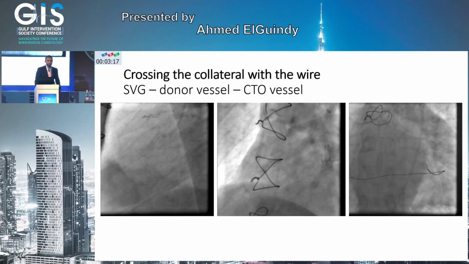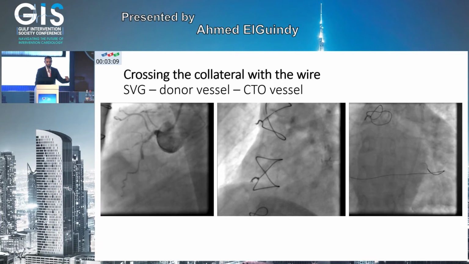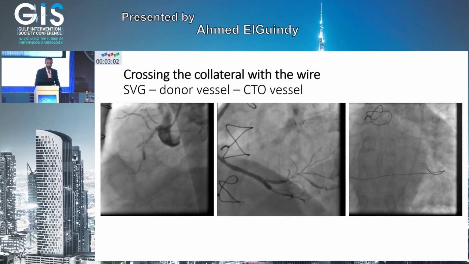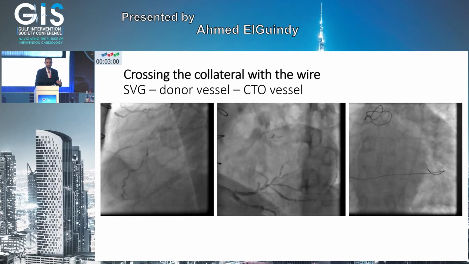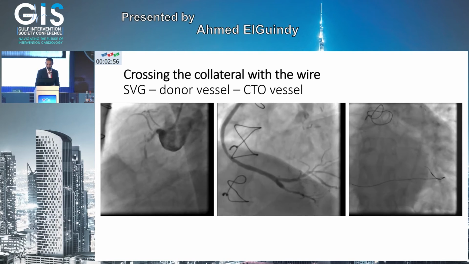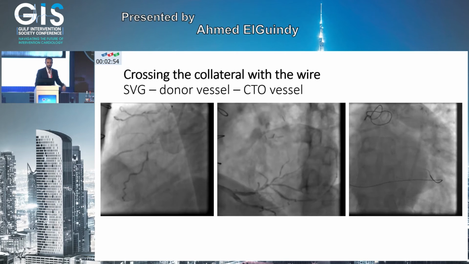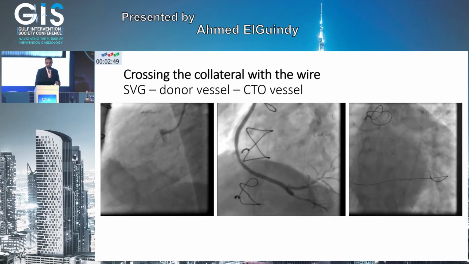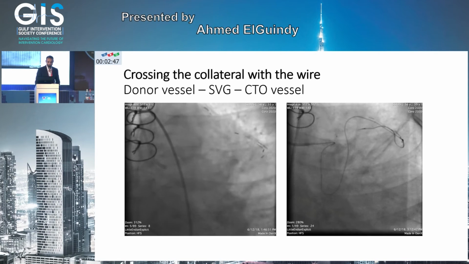Now, there are also different ways you can use collateral. So you can use the SVG to a donor vessel, which gives collateral to a CTO vessel. So this is another use of SVGs, a totally occluded right coronary artery with a patent SVG that gives, via the distal PL, an epicardial collateral to an obtuse marginal branch. And this is how you made use of the collateral, the SVG to go into the right coronary artery and then into the obtuse marginal.